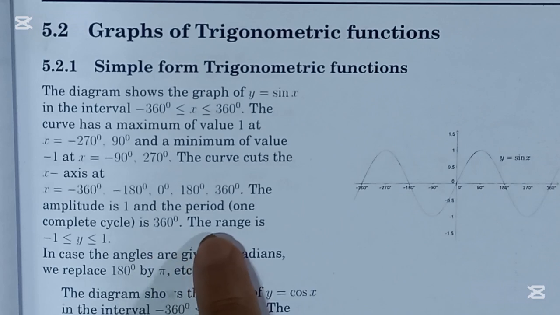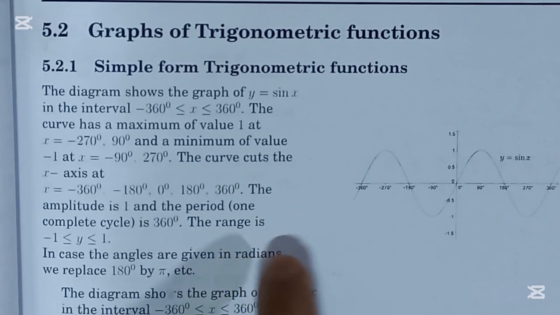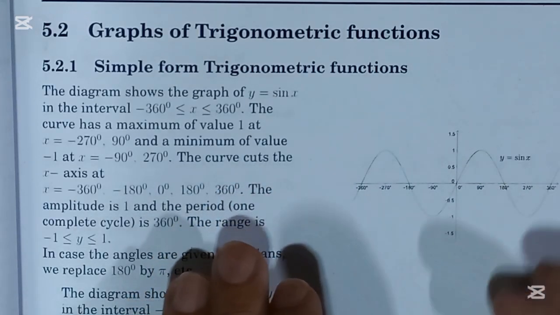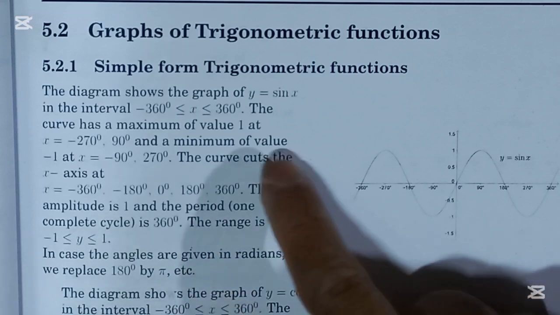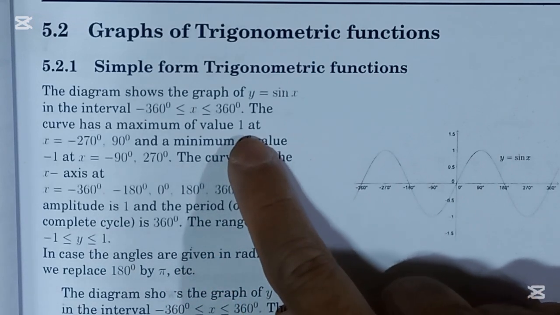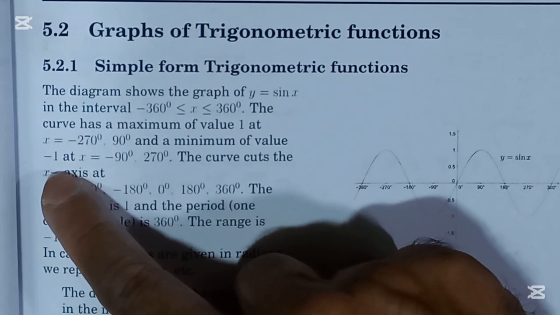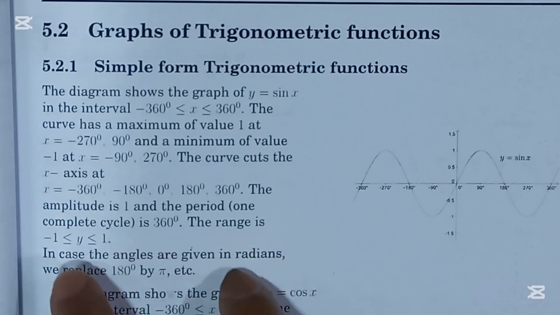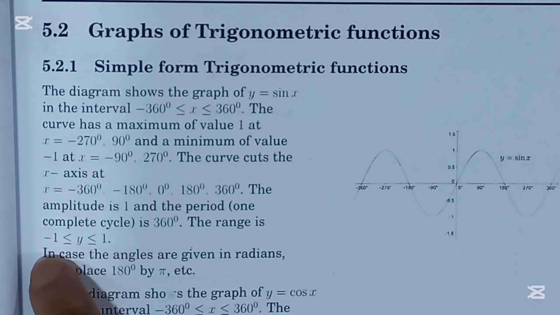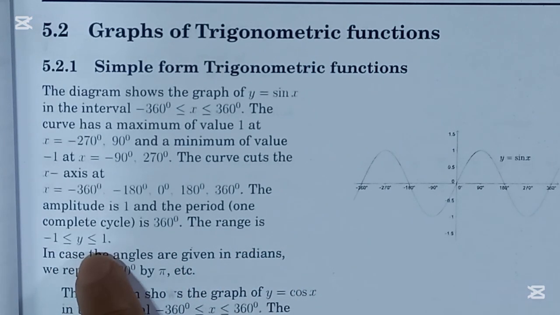And finally, the range. Range is the maximum and minimum values. The maximum value was 1 and the minimum value was minus 1. So the range is y greater than or equal to minus 1 and less than or equal to 1.